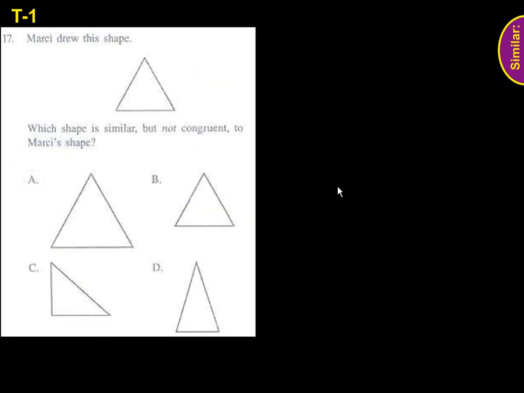Number 17, Marcy drew this shape. Which shape is similar but not congruent? So it cannot be equal to, but it's going to be the same basic idea. So A seems to fit that. B is the same exact shape, so it's congruent, so that cancels it out. C and D aren't even similar triangles, so it has to be A.